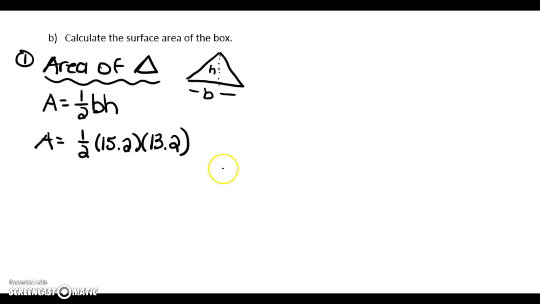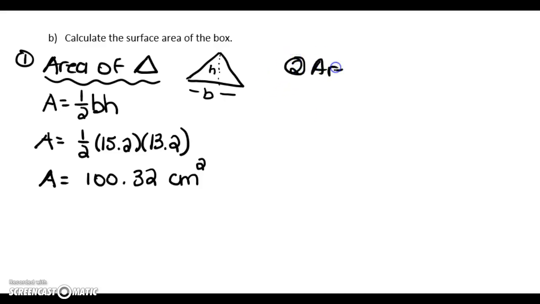You can plug that into your calculator, and what we should find is that our area is equal to 100.32. Make sure you include your units here, so it's centimeters, and every time we do area or surface area, our units are squared. So this here is the area of each of those triangles. Now our second step is to find the area of the rectangles.